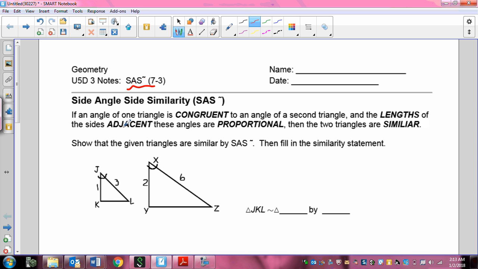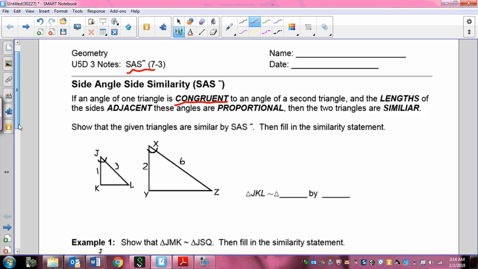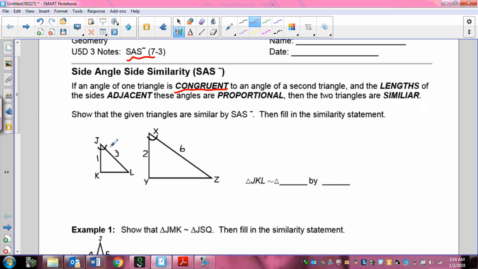Okay, so if an angle of one triangle is congruent to an angle of the second triangle and the lengths of their sides adjacent to these angles are proportional, then the two triangles are similar. Remember, we're trying to prove that they're similar. Then fill in the similarity statement. Show that the given triangles are similar by side, angle, side. Then fill in the similarity statement.